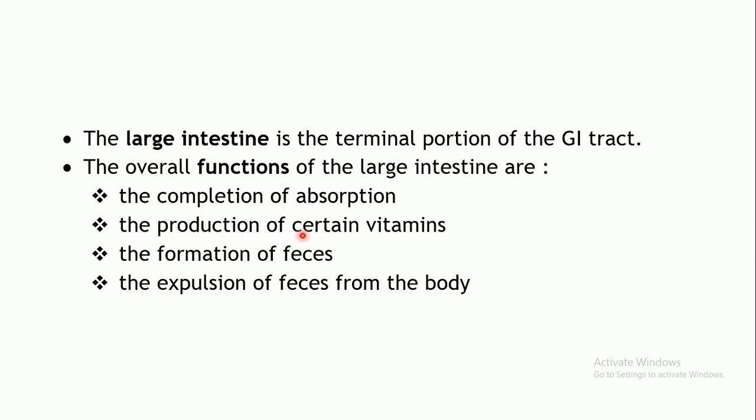Next function is the production of certain vitamins. The formation of feces also takes place, that is the solid waste from the body. It is formed in the large intestine, and the important function, that is expulsion of these feces from the body. So removal of this solid waste in the form of feces, because most of the nutrients are absorbed now. Whatever remains in the large intestine is called the feces, which is the solid waste. So it is removed out of the body through the large intestine.